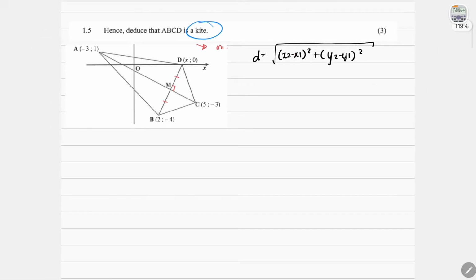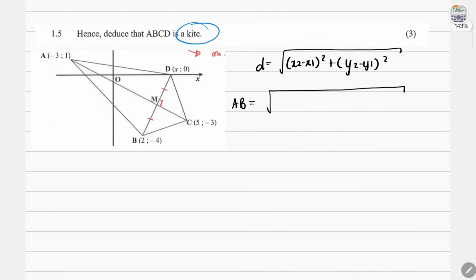And now we're just finding all these distances. So AB is equal to the square root of, and you can go in any order, top minus bottom is fine because you're still squaring it at the end of the day. So -3 minus 2 all squared plus, and then the y's are 1 minus negative 4, which becomes a plus 4, all squared, and we'll find AB, okay?